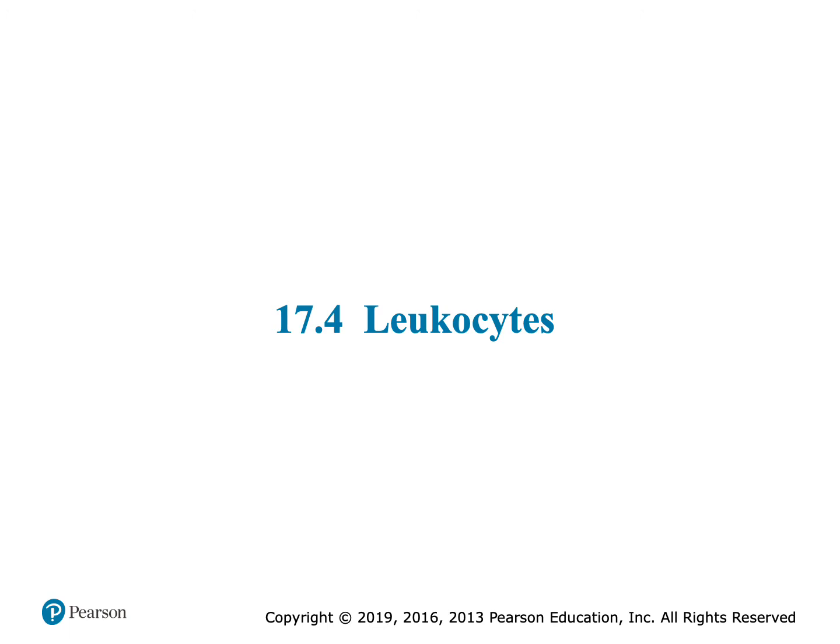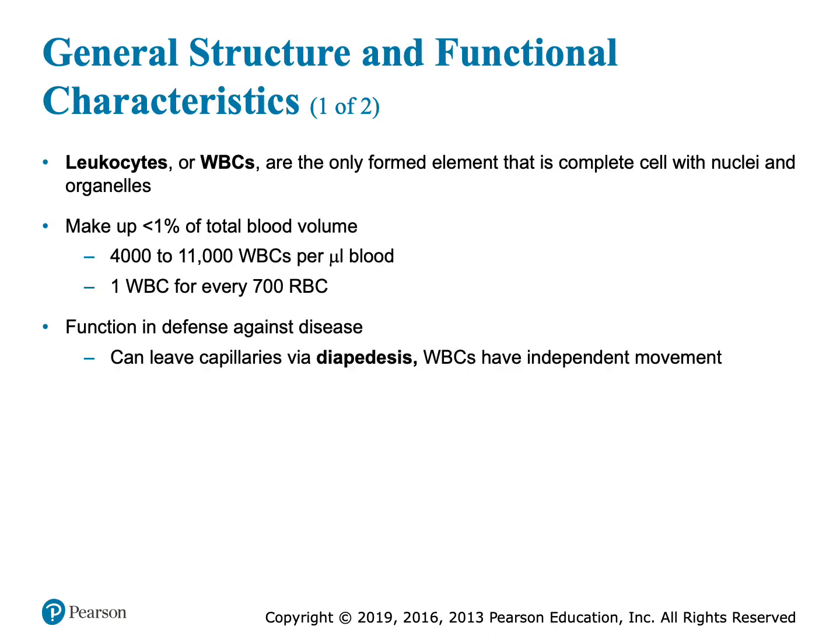Okay, leukocytes are white blood cells. The white blood cells aren't plentiful compared to the red blood cells, but they are mighty. They are complete cells. They are also formed by the red bone marrow, and they are part of our immune system. So this number here, 4,000 to 11,000 white blood cells per microliter of blood, that's from your lab book. So that's something you should memorize.